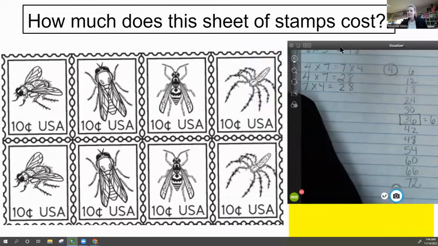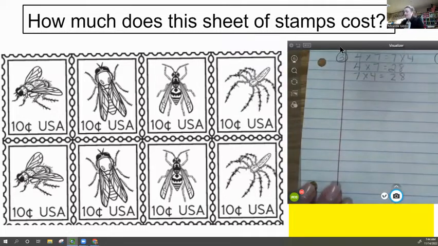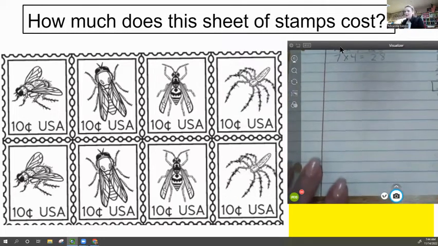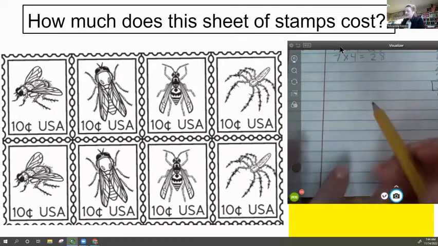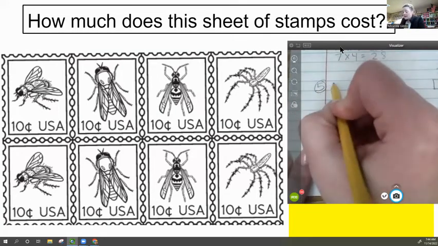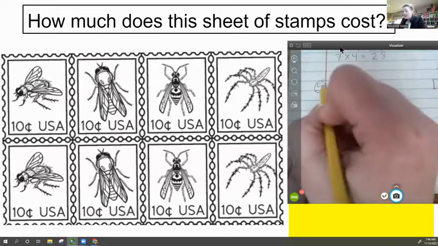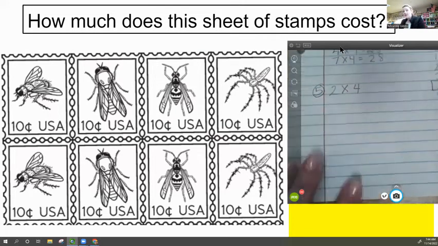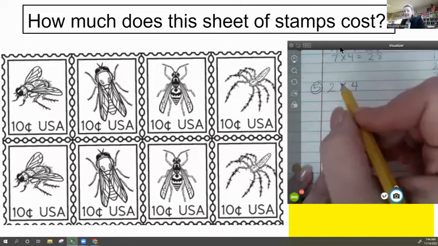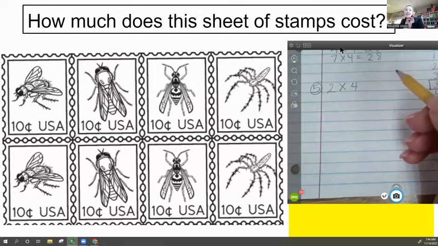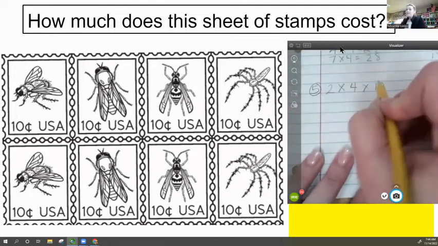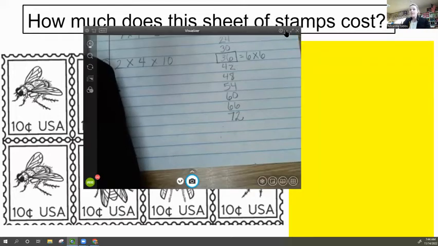So I'm going to slide this over just a tad. Okay, and hopefully you can see this. I know it might be small on your screen, but when I'm looking at these, I see 2 rows of 4. So 2 times 4 times 10. So for number 5, 2 times 4, because there's 2 down and 4 across, down and over, down and over. And then there's 10 cents, or they're each 10 cents. So times 10.